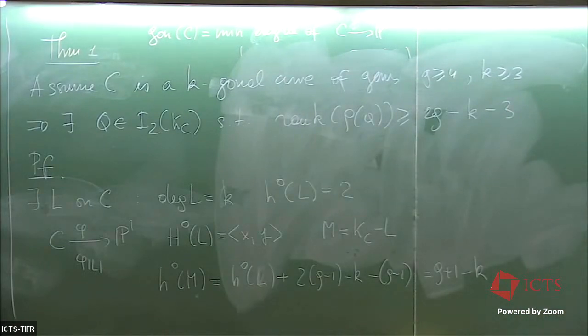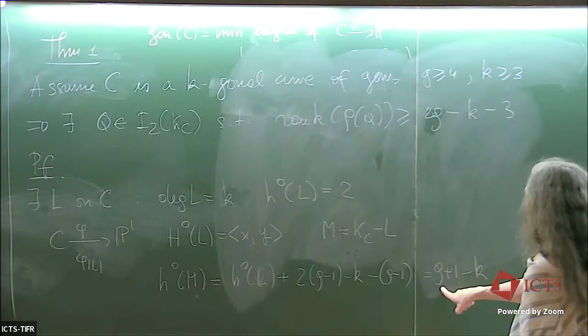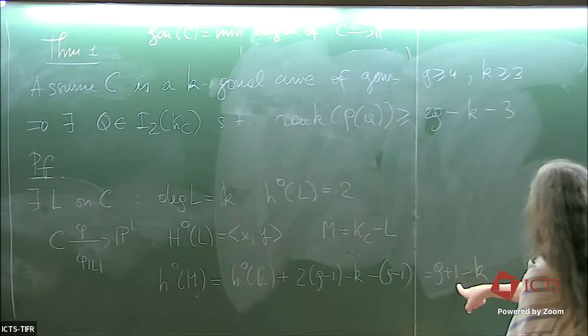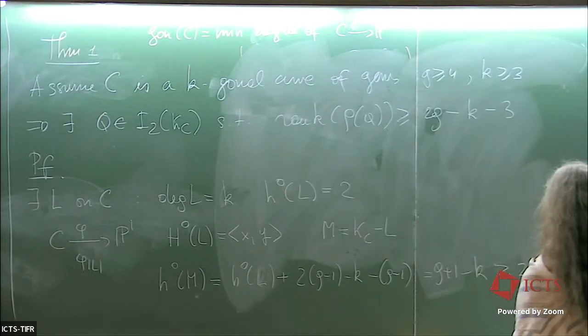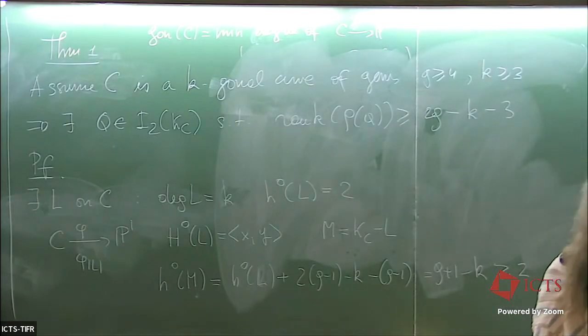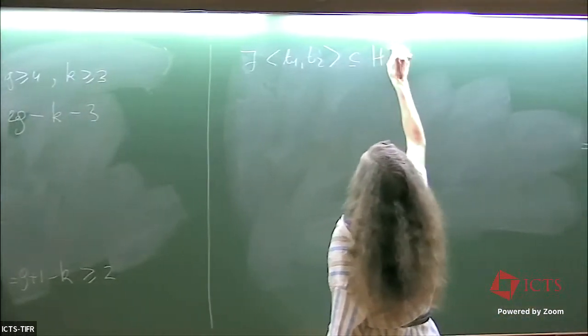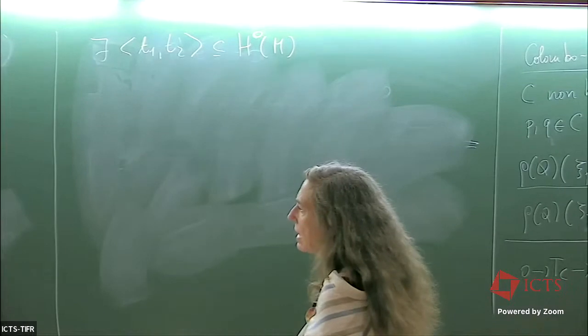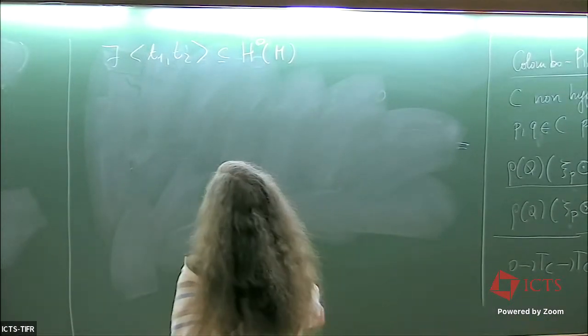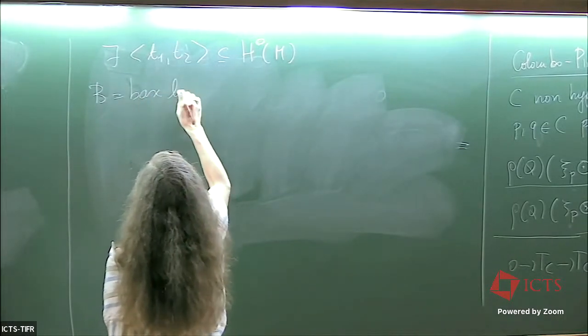With our assumptions, since g is at least four and k is greater or equal than two, we have at least two sections. So let's take a pencil in H naught of M, and we choose one. This could have base points, so let's call B the base locus of the pencil.